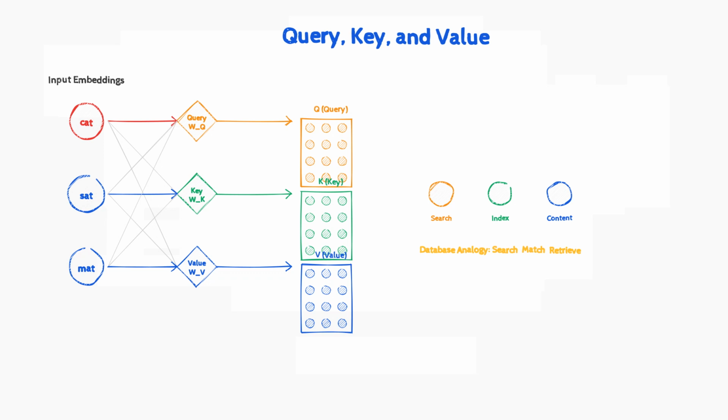Each token's query is compared against all other tokens' keys. High similarity means high attention, that token's value will be important for understanding this token. This is implemented using learned linear projections, three separate weight matrices that transform the input embeddings into Q, K, and V matrices. Now we arrive at the heart of the attention mechanism, computing attention scores.